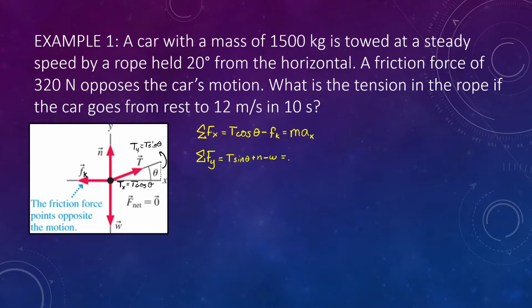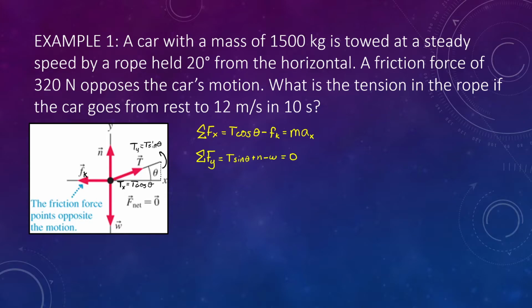However, in the y direction, think to yourself, is the car accelerating up off the ground or down into the ground? Well, no. There's no acceleration vertically. So in this case, the acceleration is 0, and so we can just put a 0 here. Okay, so it is accelerating along the ground, but vertically, it's not being accelerated up off the ground or down into the ground, so this one is set equal to 0. These are our Newton's second law in component form equations.